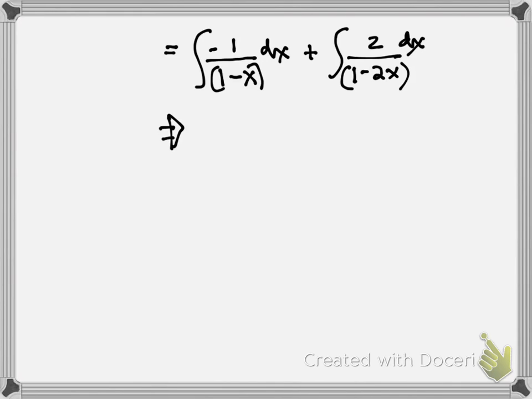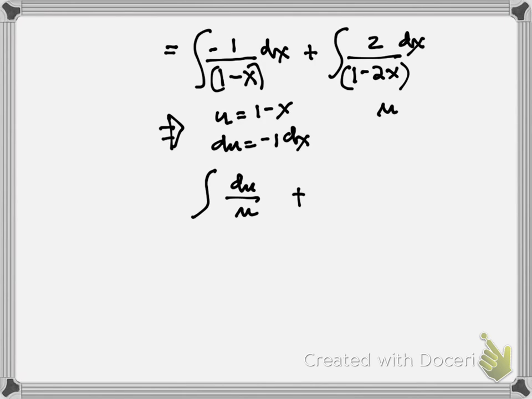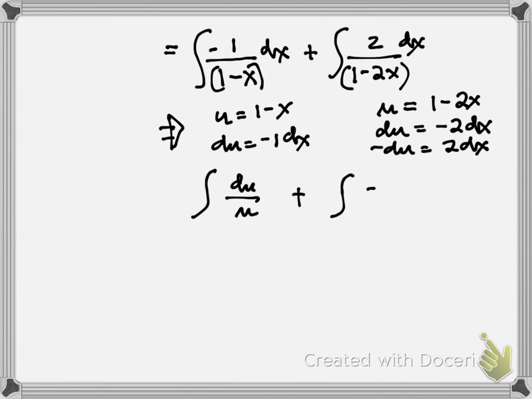So with u substitution, I'm going to go u equals 1 minus x, du equals negative 1 dx, and I have a negative 1 dx, so this becomes du over u, right? Now on the other side, if my u is 1 minus 2x, my du is negative 2 dx, so negative du equals 2 dx, and I see the 2 dx there, right? So this becomes negative du over u.